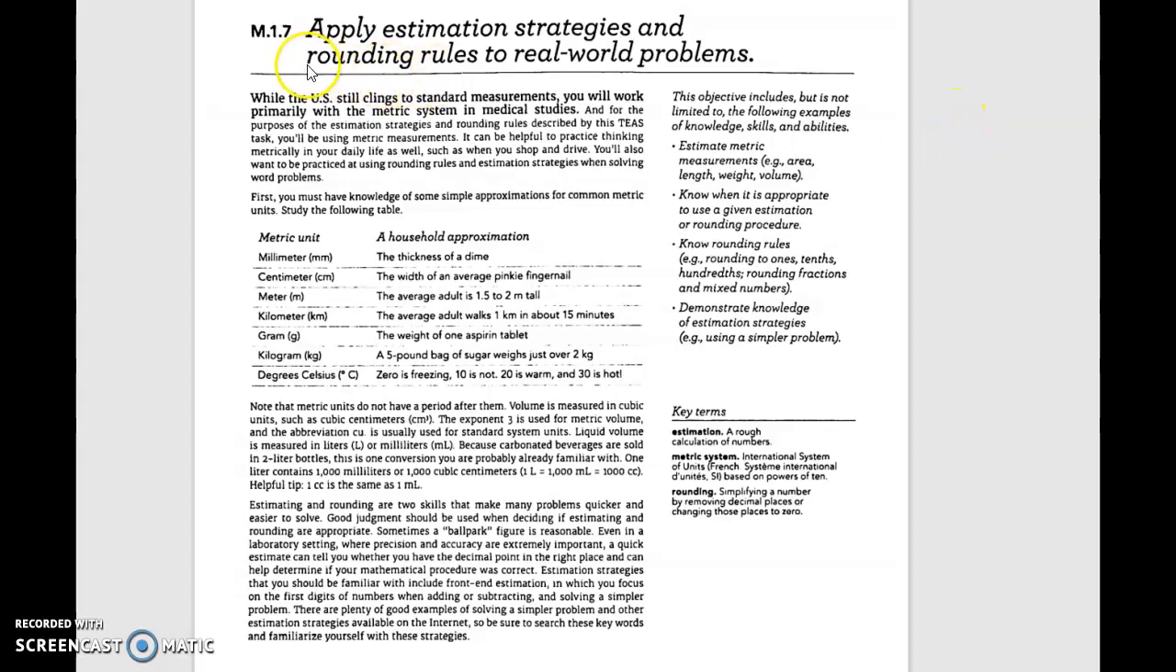In this video for section 1.7, apply estimation strategies and rounding rules to real-world problems, the first thing we need to do is look and find our objectives for this particular section. We're going to estimate metric measurements. We're going to know when it is appropriate to use a given estimation or rounding procedure. We're going to know our rounding rules for both decimals and fractions. And we're going to demonstrate knowledge of estimation strategies we're going to use in a simpler problem.